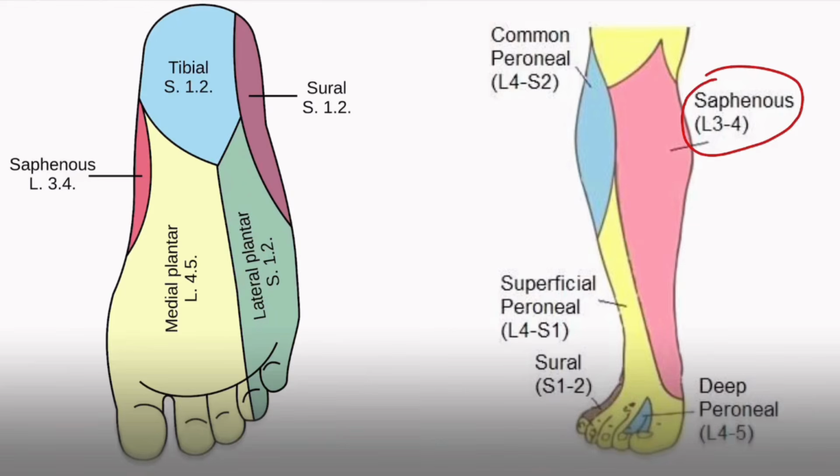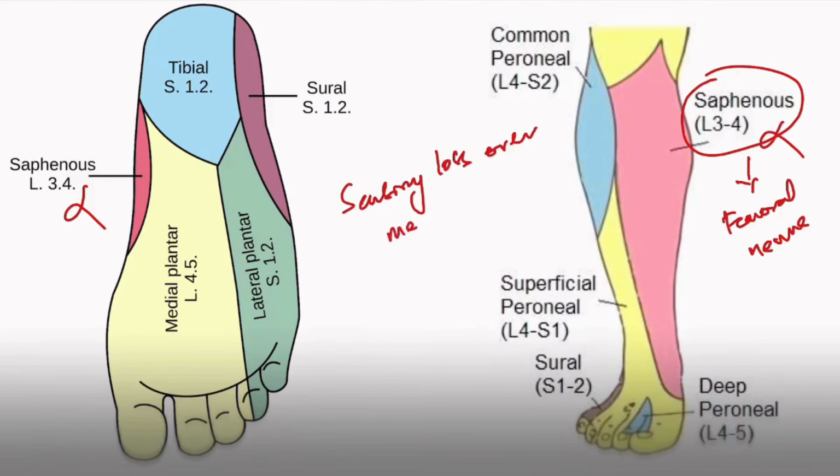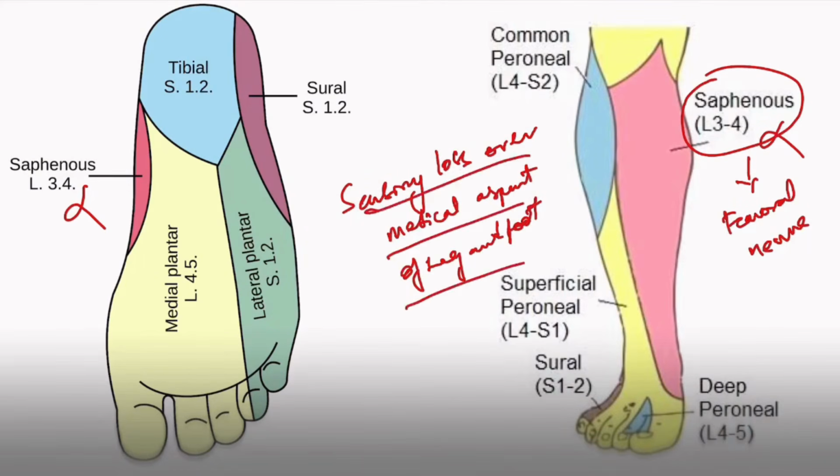The saphenous nerve is basically the longest and largest cutaneous branch of the femoral nerve, with root value L3, L4. There is a high chance that we are going to damage it. The clinical scenario they are going to give is sensory loss over the medial aspect of the leg and foot. So after varicose vein surgery, if they give a scenario of loss of sensation on the medial aspect of the leg and the foot, your answer is going to be the saphenous nerve.